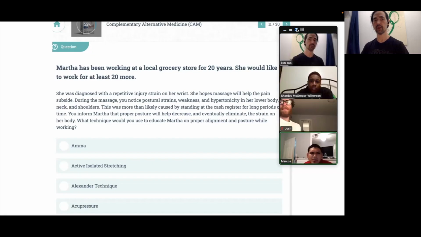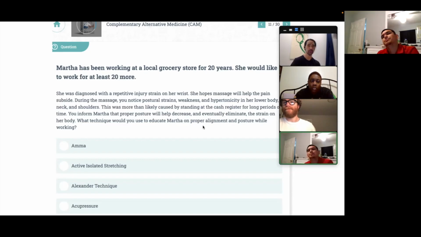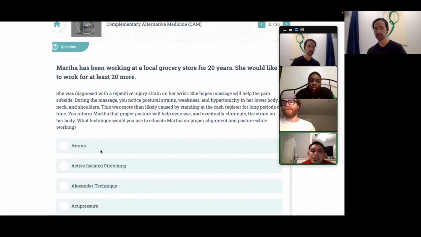You inform Martha that proper posture will help decrease and eventually eliminate the strain on her body. What technique would you use to educate Martha on proper alignment and posture while working? Would that be AMMA technique, active isolated stretching, Alexander technique, or acupressure? You want to educate Martha on proper alignment and posture. Which one works on proper alignment and posture? Acupressure, Alexander technique, active isolated stretching, or AMMA?